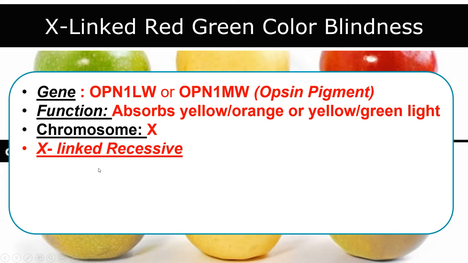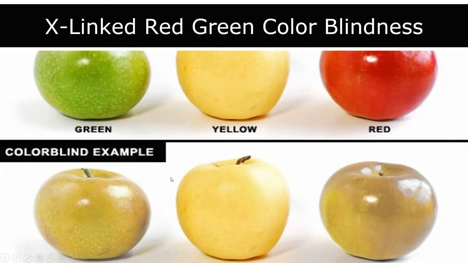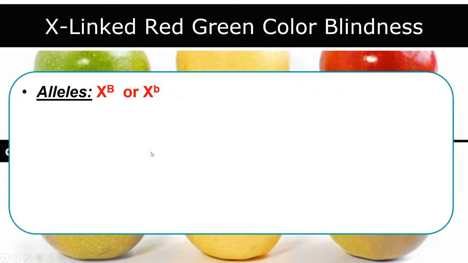The mutations break the copy, so you would need 2 hits if you're female, but only 1 if you're male, right? So this is what it actually looks like. Somebody who has color blindness can't really distinguish between the reds and the greens. It all sort of looks the same to them.